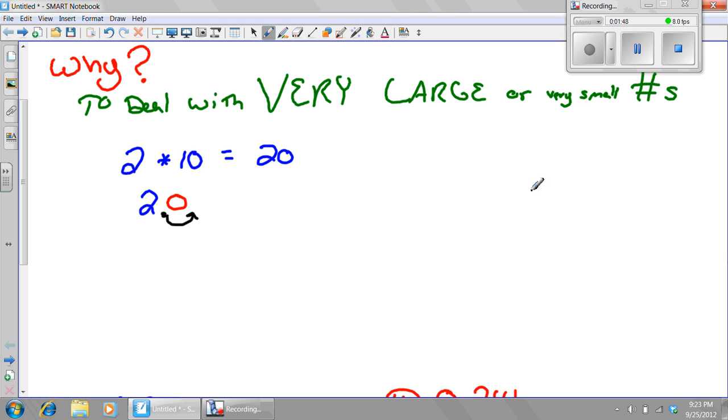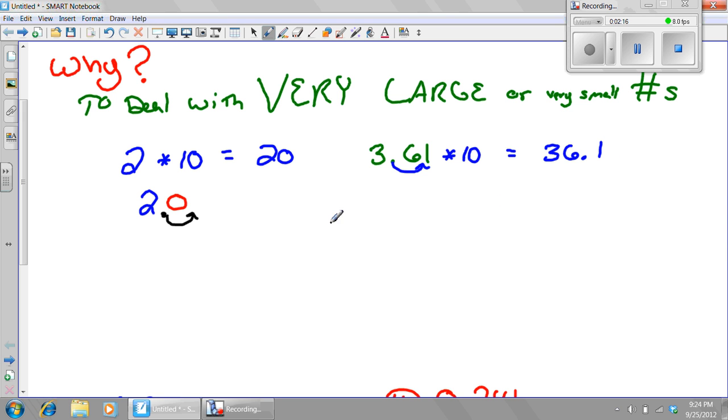Works the same way if you take a number like, say, 3.61, 3 and 61 hundredths. If I multiply it by 10, that decimal point is going to move one place. How do I know one place? Well, let's see if you can figure that out. By the way, 3 and 61 hundredths becomes 36 and 1/10.